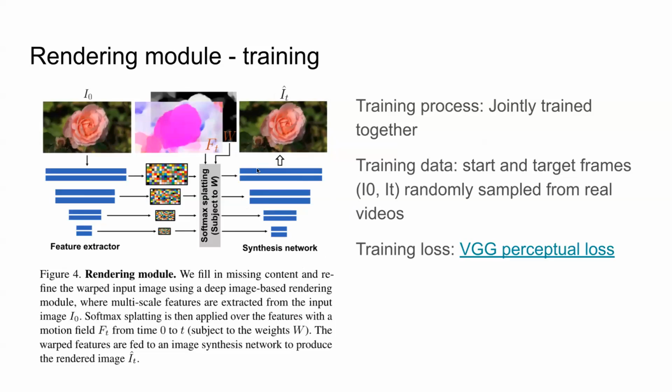How you get the training data is you have a lot of videos and you randomly sample clips from these videos. So you would have your initial frames and also the target frames. The target frames would be your ground truth. And here they use a training loss called a VGG perceptual loss.